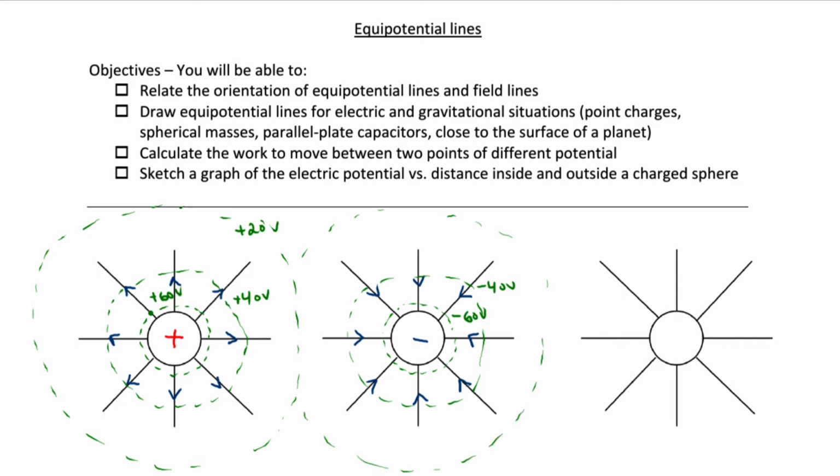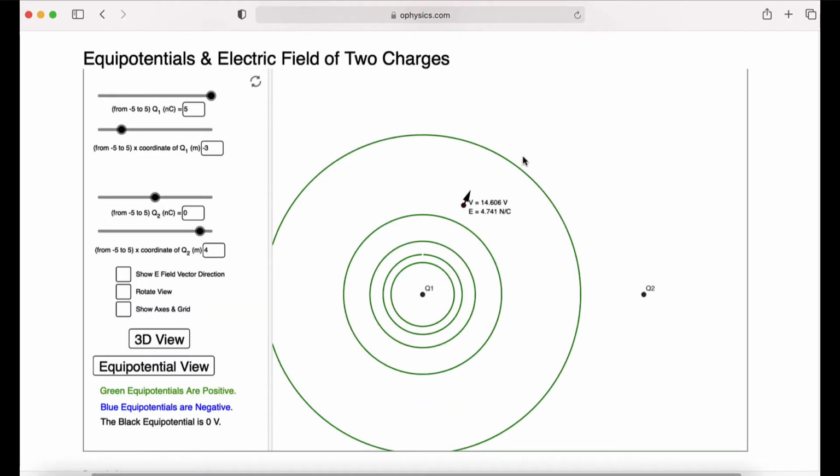These two charges are meant to be separate pictures. They're not part of the same picture. So just imagine a separation here. And there's another separation here because in a moment we're going to look at the gravitational situation. First though, let's look at a simulation of the electric situation.